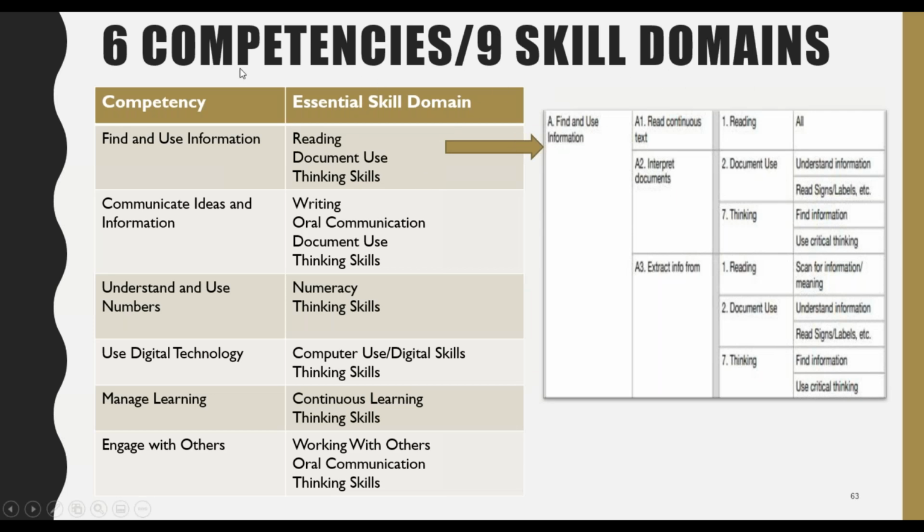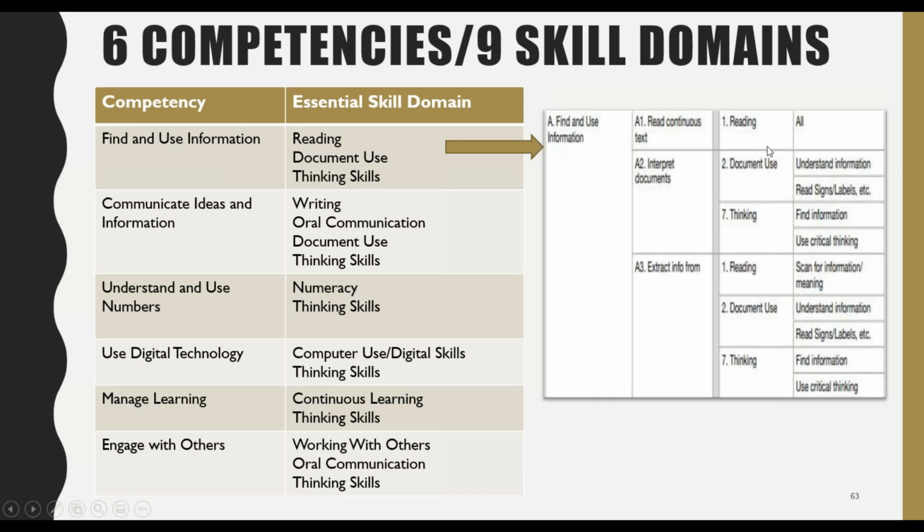So when you take a look at the 6 competencies and the 9 skill domains, you can definitely see where they cross over. So find and use information includes reading, document use, and thinking skills. And just to break it down a little further, if you look at find and use information, you follow the arrow across and you look at the 3 different task groups, you can see how the different essential skills break down as well within each of those task groups.